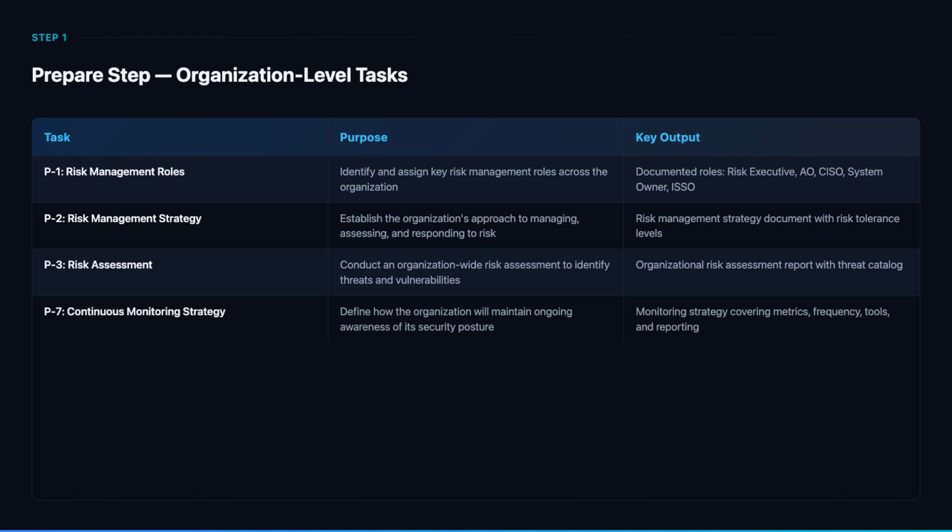Task P7 defines the continuous monitoring strategy at the organizational level. This covers what will be monitored, how often, using which tools, and how results will be reported to leadership. This strategy ensures that security is maintained as a continuous process, not just a point-in-time assessment.